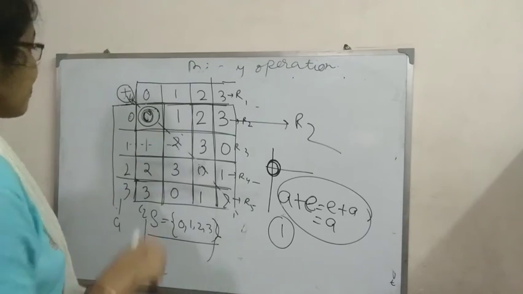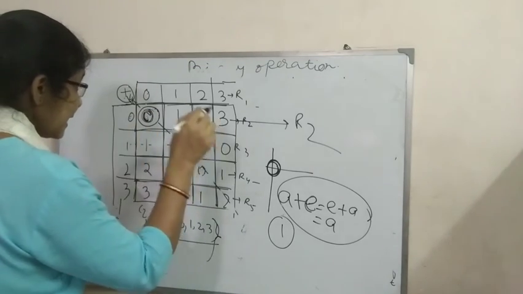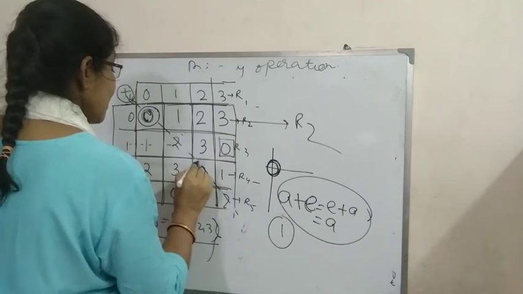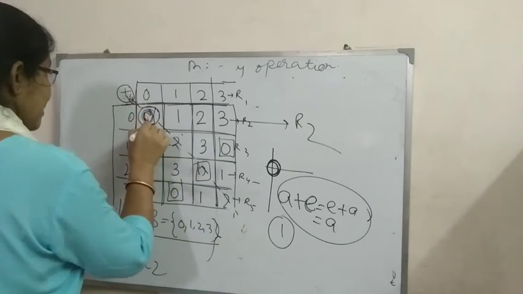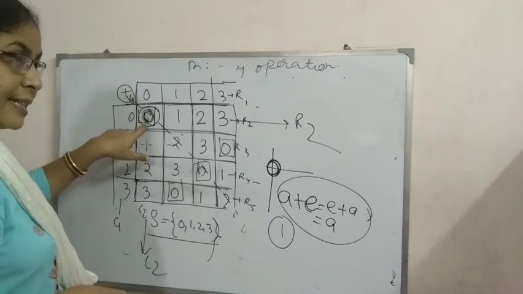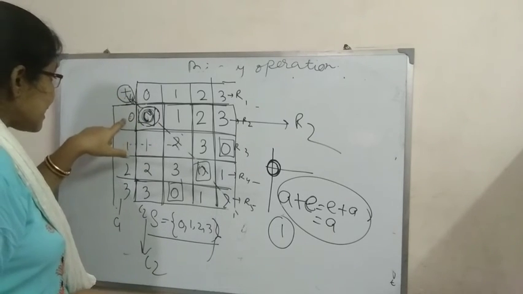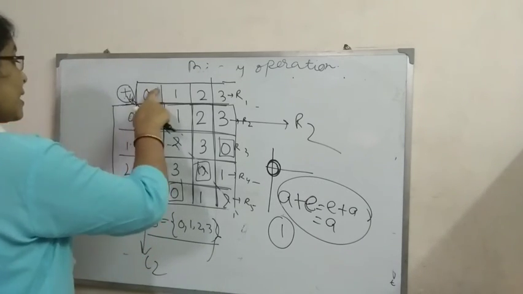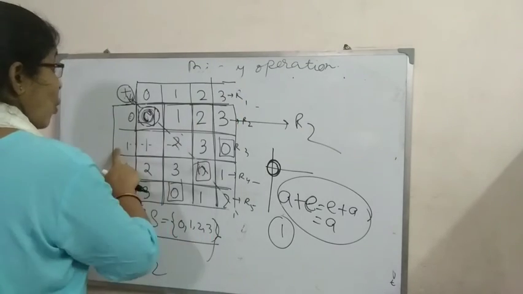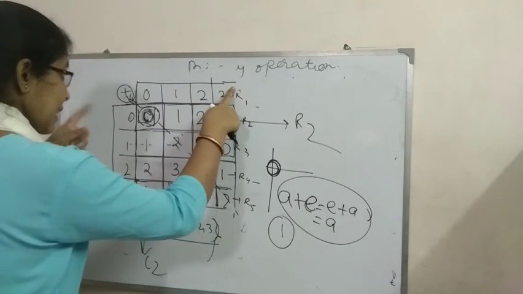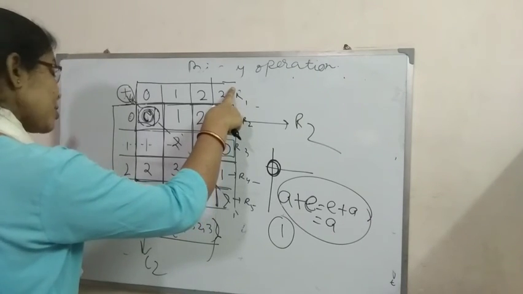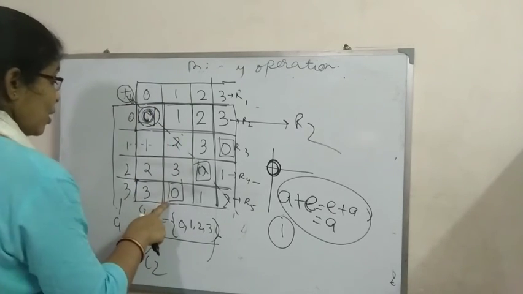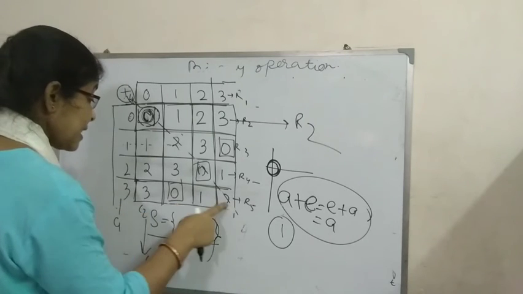Next part is inverse. For inverse, in each row and each column, I will look for the element 0. 0 is the identity element. Then where will I get 0? 0, 0, 0. That means 0 is the inverse of 0. 1, 3, 1, 3. 1 is the inverse of 3. In this way, 3 is the inverse of 1. 3, 1, 0. Where will I get 0? In this row, here.